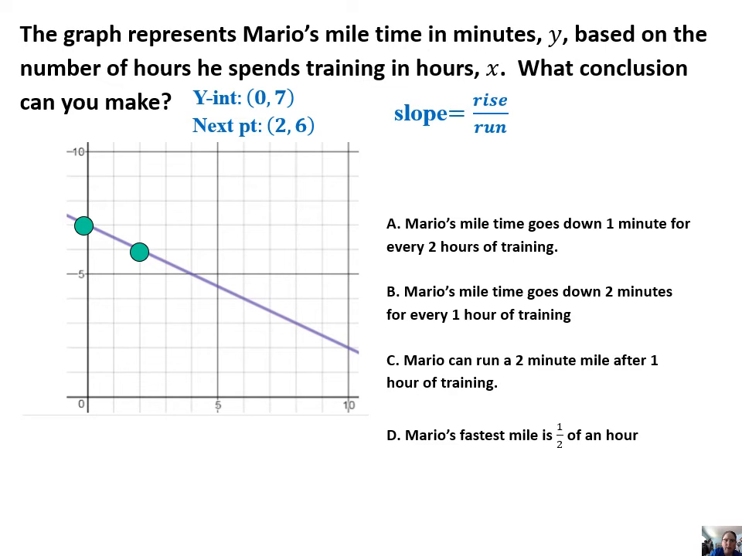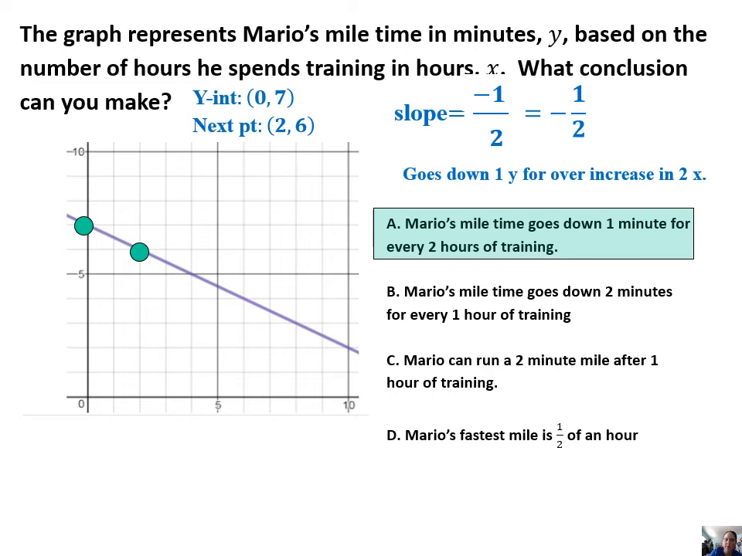Well, let's just talk about slope. To get from 7 to 6, we would drop 1. To get from 0 to 2, we'd go right 2, so it's a negative 1/2. That means the mile time in minutes goes down a minute for every 2 x, and x is every 2 hours of training. And so that first one works.